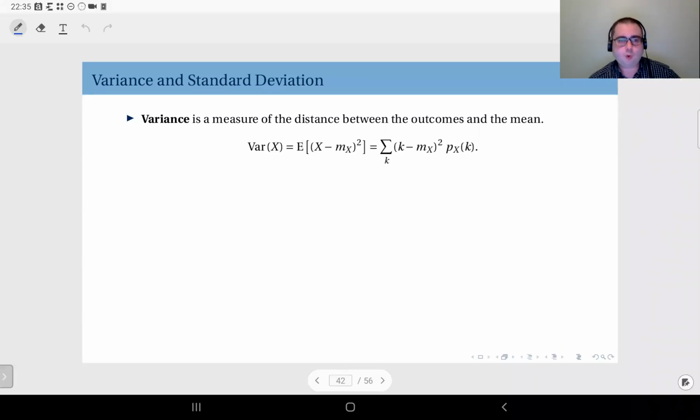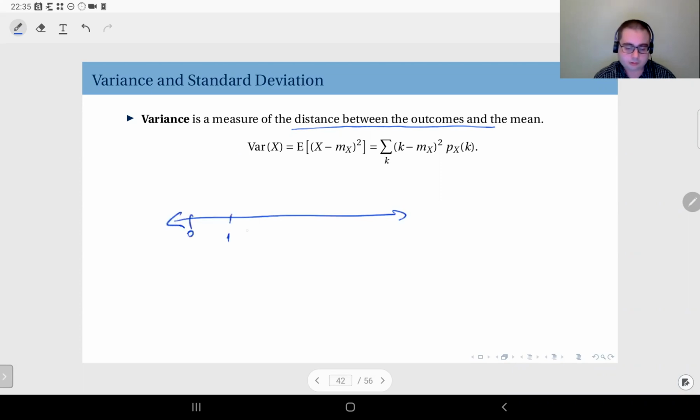After the definition of moments, we can define variance. Essentially, variance is a measure of the distance between the outcomes and the mean. So remember our example earlier: 0, 1, 2, 3, 4, 5.